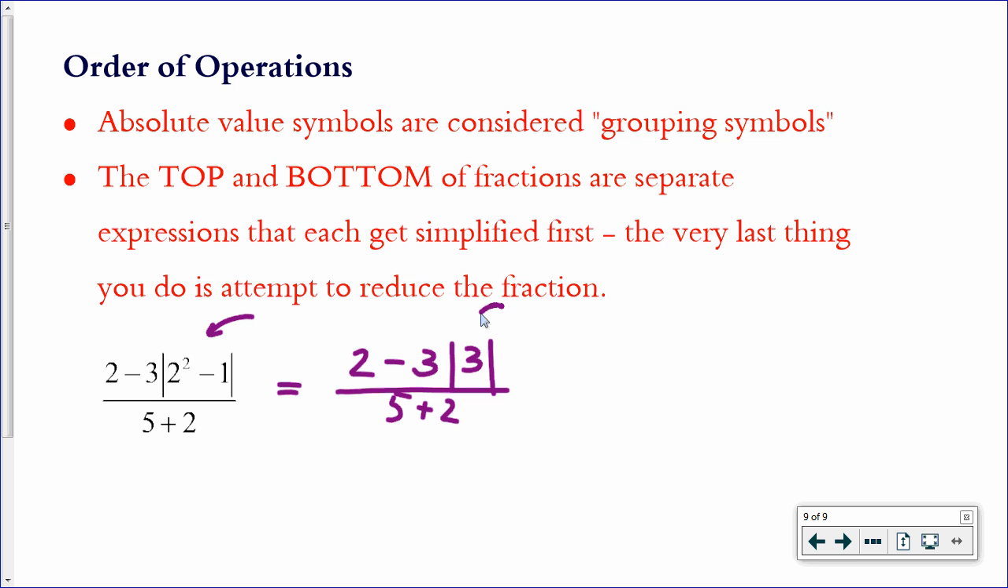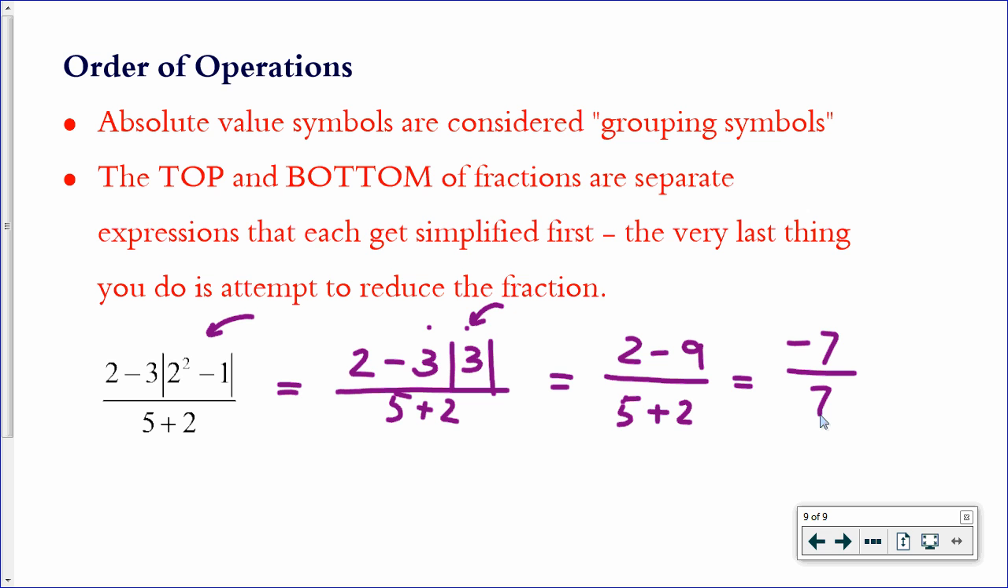Okay, so the absolute value of 3 is 3, and I have multiplication, 3 times 3. So the top actually says 2 minus 9. The bottom says 5 plus 2. I'm going to continue simplifying the top. 2 minus 9 is negative 7. I can simplify the bottom because 5 plus 2 is 7.